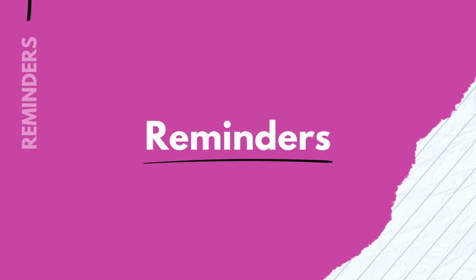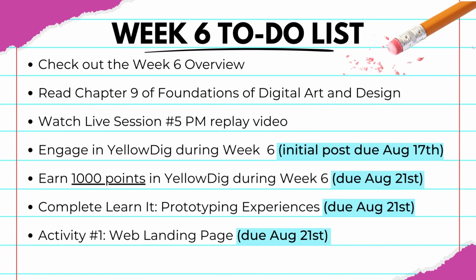So I'm going to just give you your week 6 to-do list as a reminder. For your to-do list, you are going to check out the week 6 overview. Also read chapter 9 of your Foundations of Digital Art and Design. Watch the live session number 5 p.m. Watch the replay. Also engage in Yellow Dig discussions during week 6 with your initial post due Wednesday, August 17th. Okay, and then you're going to earn your 1,000 points in Yellow Dig during week 6. And also that is due August 21st.